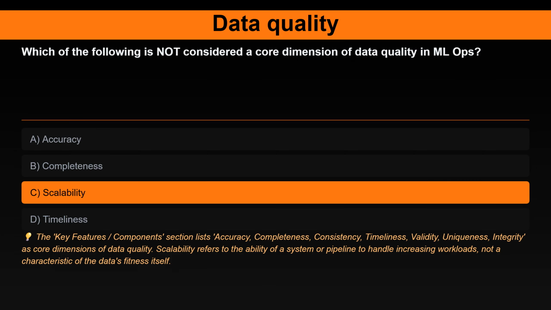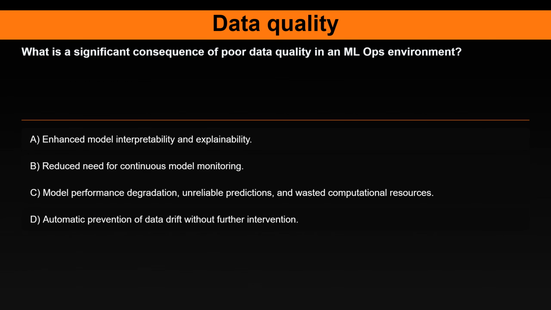The correct answer is scalability. Here's the explanation. The key features and components section lists accuracy, completeness, consistency, timeliness, validity, uniqueness, and integrity as core dimensions of data quality. Scalability refers to the ability of a system or pipeline to handle increasing workloads, not a characteristic of the data's fitness itself.